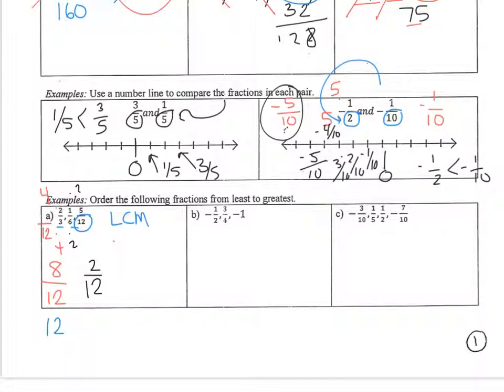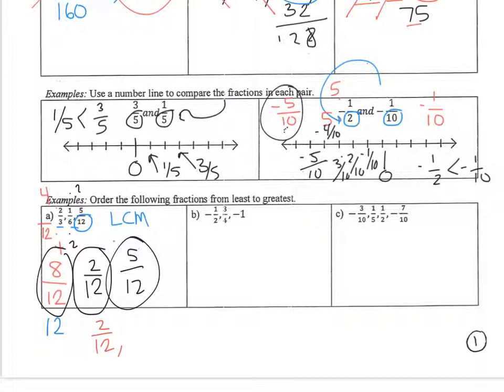So now I'm comparing 8/12, 2/12, and 5/12. They all have the same denominator. They're all positive. So the least number is 2/12. Then the next number is 5/12, and then 8/12.